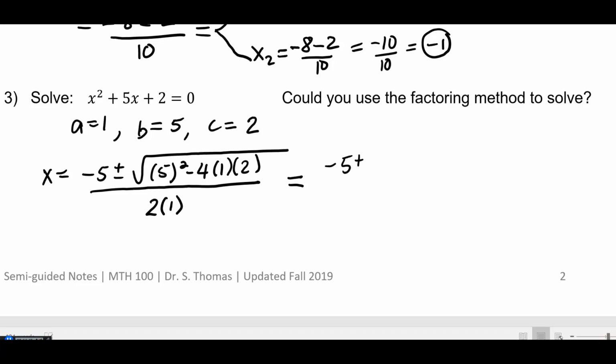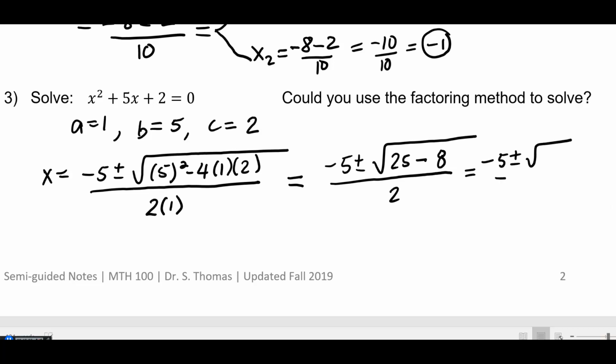So that's negative 5 plus or minus the square root of 5 squared is 25 minus 4 times 1 times 2 is 8, all divided by 2. Then you have negative 5 plus or minus the square root of, what is 25 minus 8? 25 minus 8, 17 over 2. Now notice we cannot simplify the square root of 17. Why is that? It does not contain any perfect square factors.